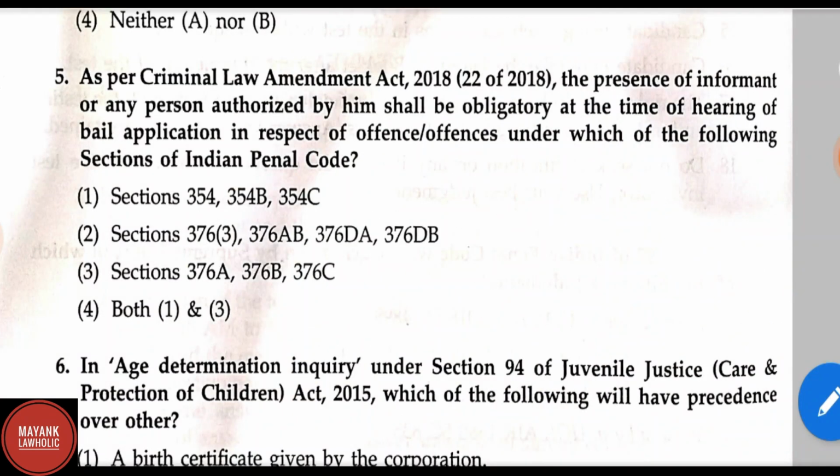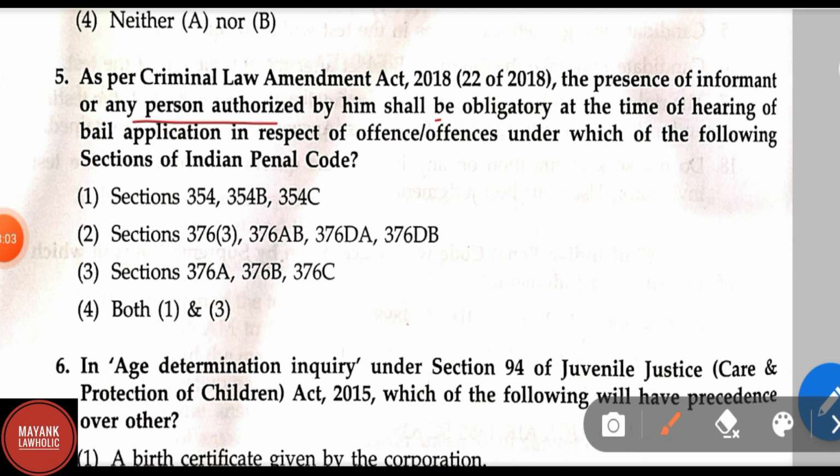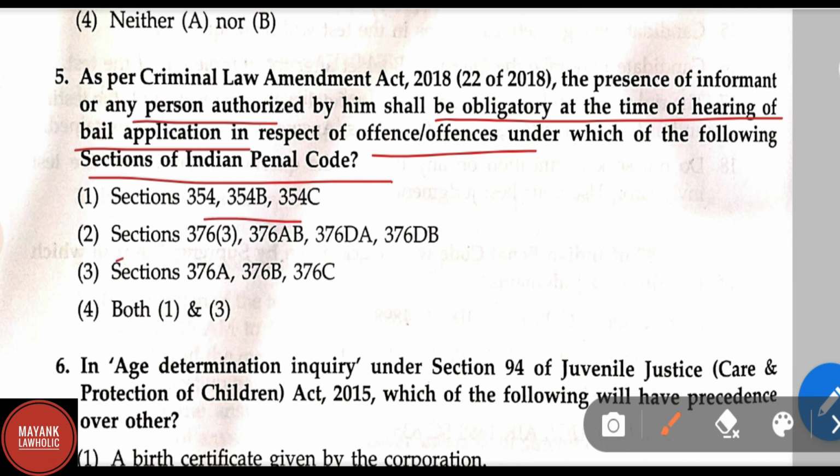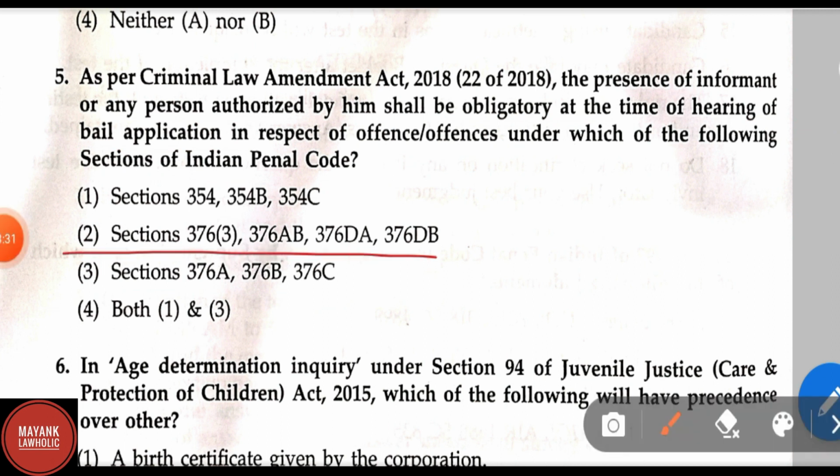As per Criminal Law Amendment Act 2018, the presence of informant or any person authorized by him shall be obligatory at the time of hearing of bail application in respect of offences under which of the following sections of Indian Penal Code? Option 1, Section 354, 354B, 354C. Option 2, Section 376(3), Section 376AB, Section 376DA, and Section 376DB. Option 3, Section 376A, 376B, and 376C. And option 4, both 1 and 3. Here the correct answer is option 2, Section 376 clause 3, Section 376AB, Section 376DA, and Section 376DB.